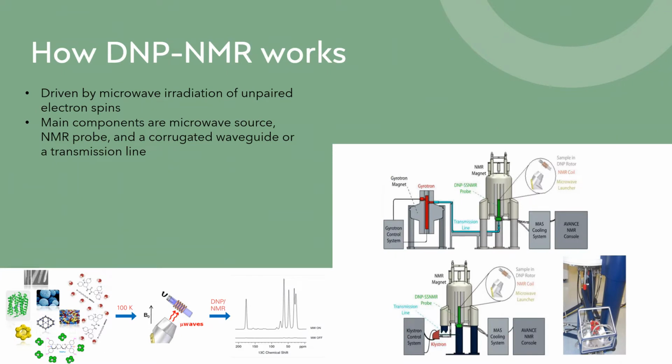Now, how DNP NMR works is that it transfers a high polarization of electron spins to nuclear spins, and this is driven by microwave irradiation of unpaired electron spins. The main components of a DNP NMR would be a microwave source, NMR probe, and the corrugated waveguide or transmission line. The probe is used to excite nuclear spins and detect the NMR signal. The probe is placed into a magnetic field at its center, and then the sample is inserted into the probe to conduct the study.